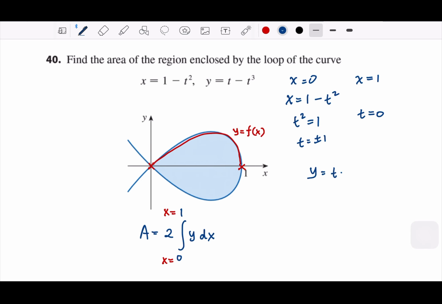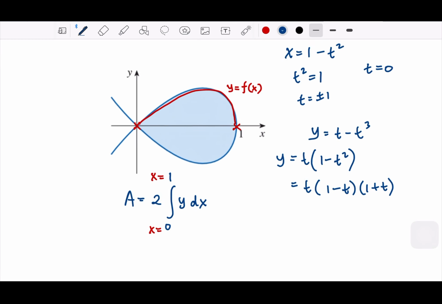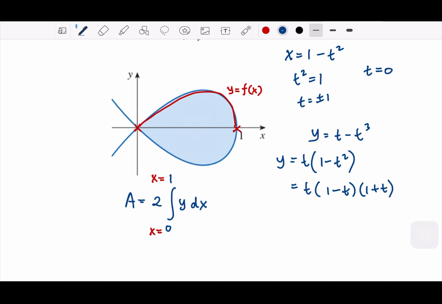So we would like to write down the parametric. So t times 1 minus t squared, or this will be 1 minus t, 1 plus t. And again, we get 0 and 1. And we need to restrict our t from 0 to 1.